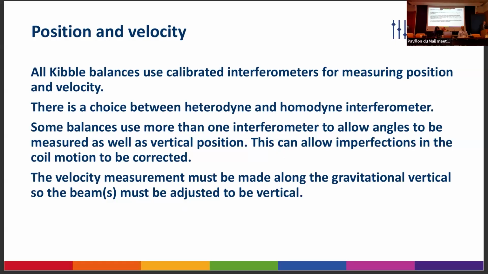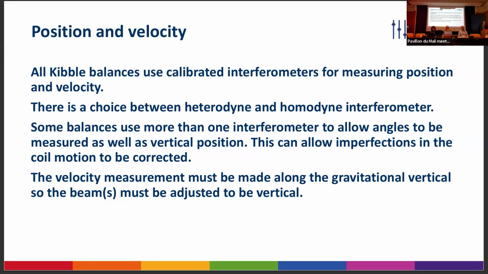Position and velocity, calibrated interferometers: you've got to choose between heterodyne and homodyne interferometers. I'm not going to say anything about that. That's a difficult area to make the choice, and it's something you have to think about quite carefully. And if you use more than one interferometer, you can measure angles, and that can fix imperfections in the coil motion, but you'll end up with 3 interferometers rather than 1.